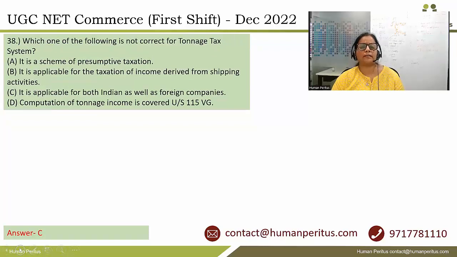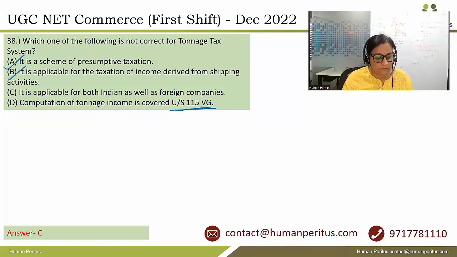Which one of the following is not correct for tonnage tax system? So of course here three options are correct and one is not correct. The three options which are correct with respect to tonnage tax system: it's a scheme of presumptive taxation, yes, and it is applicable for taxation of income derived from shipping activity. So this is also correct, right? And computation of tonnage income is covered under section 115VG. And if I talk about which chapter of the income tax talks about this tonnage tax system, that is chapter 12G, right?